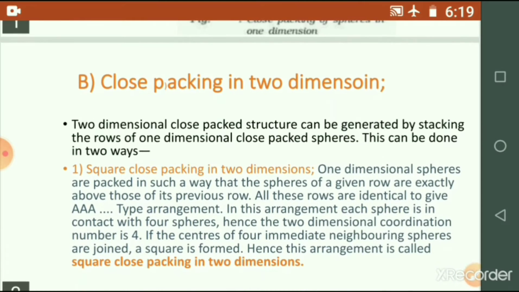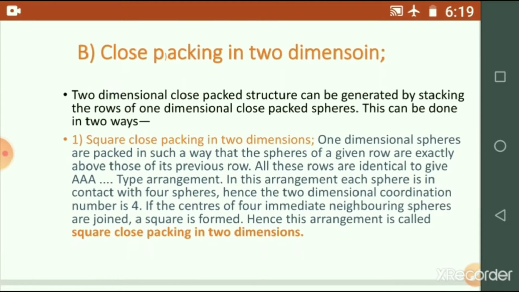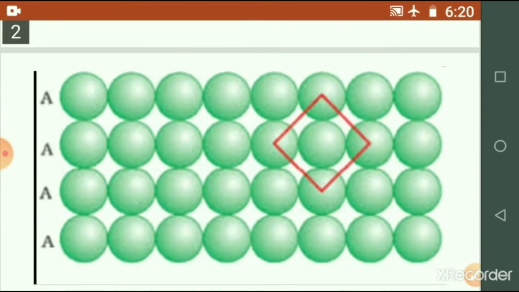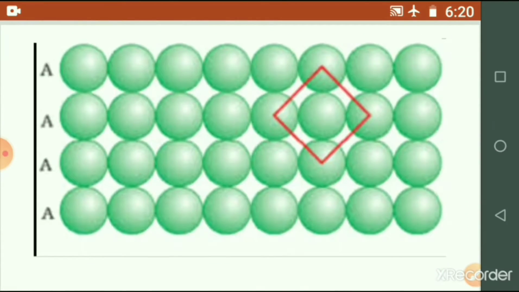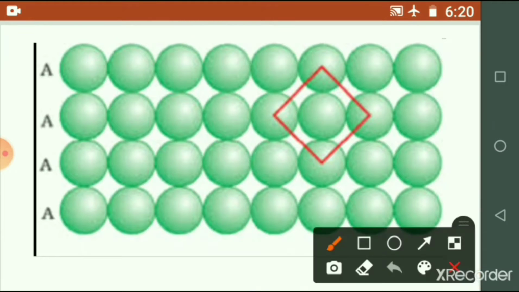Next, how to generate the close packing in two dimensions. Two-dimensional close packed structures can be generated by stacking the rows of one-dimensional close packed spheres, one over the other. Here we are going to take a one-dimensional close packed layer. Say this is one layer, and above this we are going to place a number of layers.